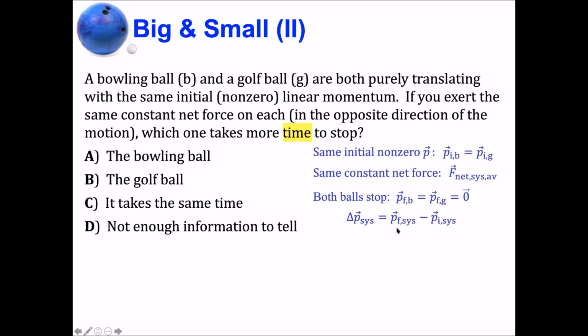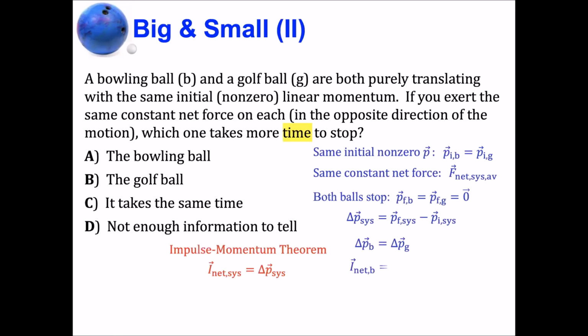So it turns out, since both balls have the same final linear momentum of 0, and they both have the same initial linear momentum, the total change in the linear momentum of both systems is going to be the same. So both the bowling ball and the golf ball experience the same change in linear momentum.